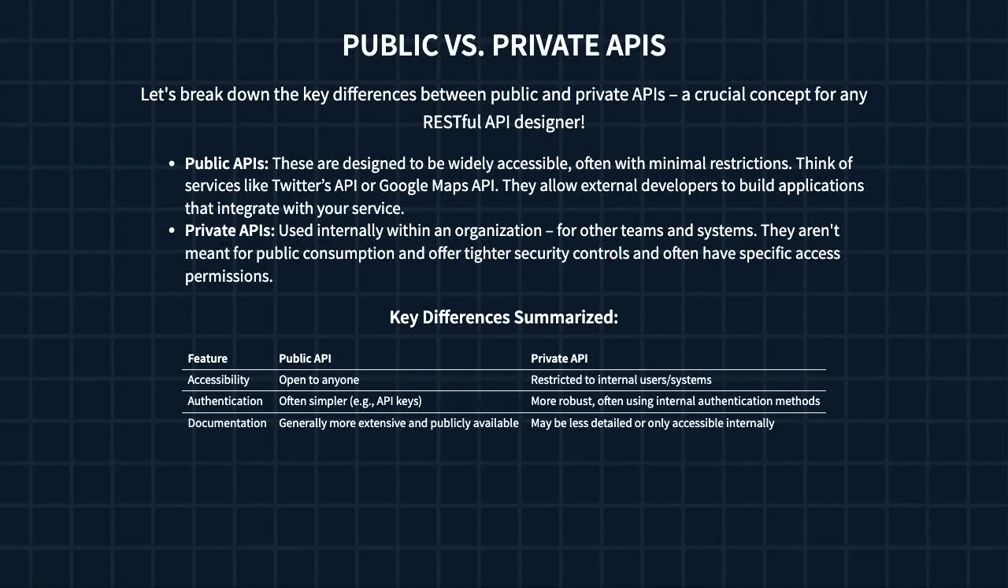Okay, let's talk about public versus private APIs. A public API is like an open door. Anyone can walk in and use it to build something awesome with your data and services. It's designed for external developers. On the other hand, a private API is more of a behind-the-scenes system, used only within your own company. Think of how different departments communicate internally. They have stricter security measures and aren't intended for public use. We've summarized the key differences in this table: accessibility, authentication methods, and even documentation levels can vary significantly between the two.